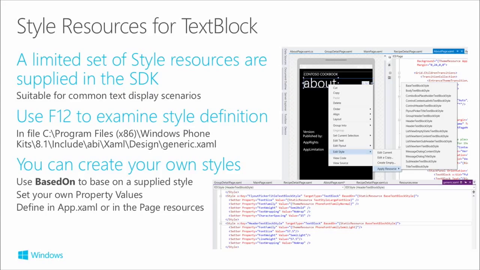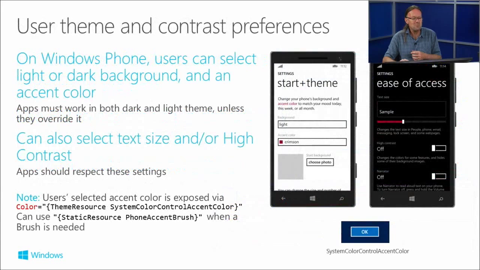But the key thing here is you get these built-in styles. You want to use them because they've got some interesting properties that help them adapt automatically to different size displays, different size phones, and also to different size themes. Now, what do I mean by that? Theme and contrast preferences. This is something that, if you're a Windows dev coming across to develop for Windows Phone, you probably won't be so familiar with.